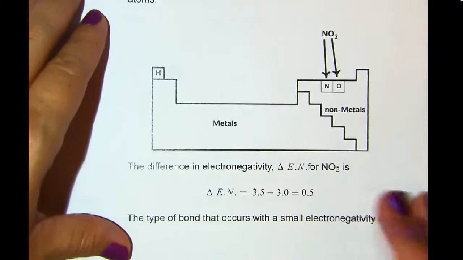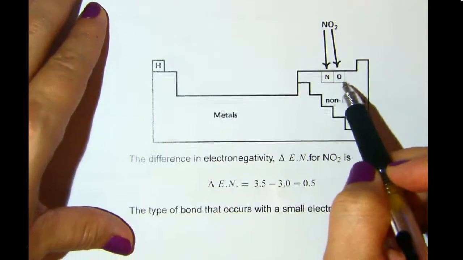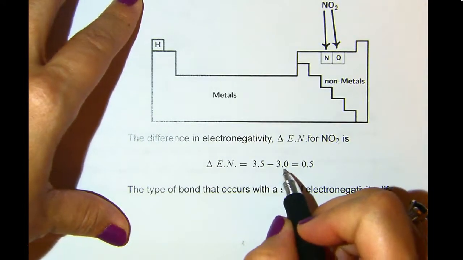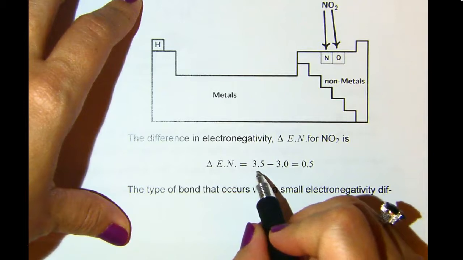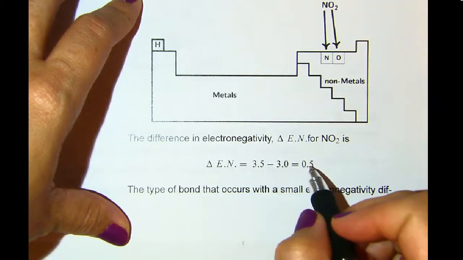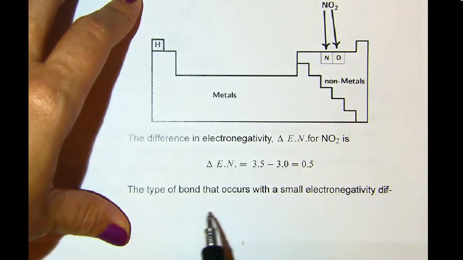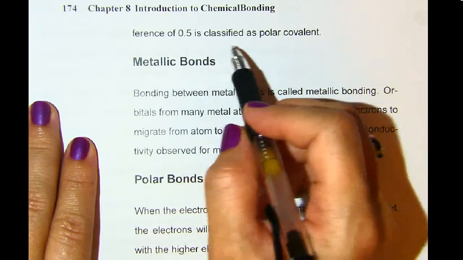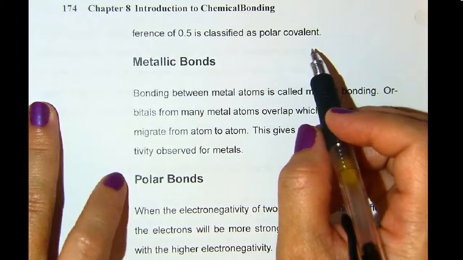For example, nitrogen and oxygen are both nonmetals. Nitrogen has an electronegativity of 3.0 and oxygen has a 3.5. The difference between these is 0.5. The type of bond that occurs with a small electronegativity difference of 0.5 is classified as polar covalent.